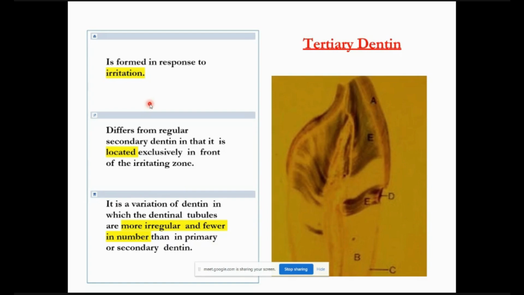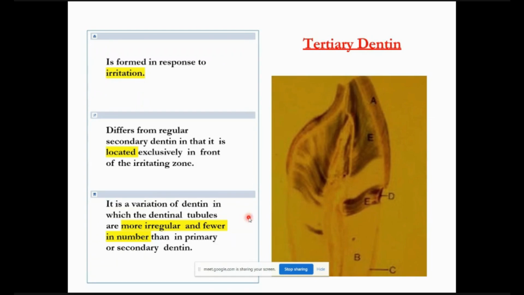And how can you identify it as tertiary dentin? It is located very close to the site of irritation. Say, for example, there is a restoration, so your tertiary dentin will be right underneath it. D is the cavity, which you can see here, and E is your tertiary dentin, which is formed right underneath it.